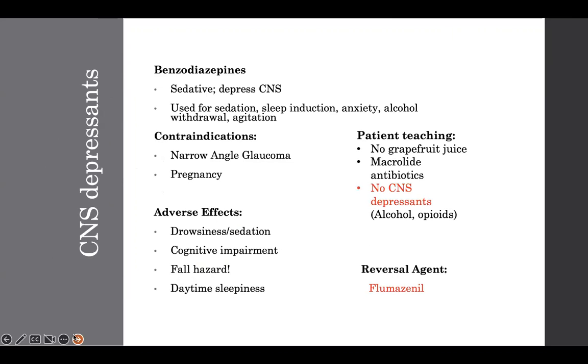So it's CNS depressants. Those are the benzodiazepines. It's a sedative, depresses the CNS. We use it mostly for sedation or sleep induction. You also are going to use this with your CIWA patients in the hospital. So anyone that you have that's going through alcohol withdrawals, probably going to give them a benzodiazepine to try and get them to chill out. It's contraindicated for people with narrow angle glaucoma and in pregnancy.